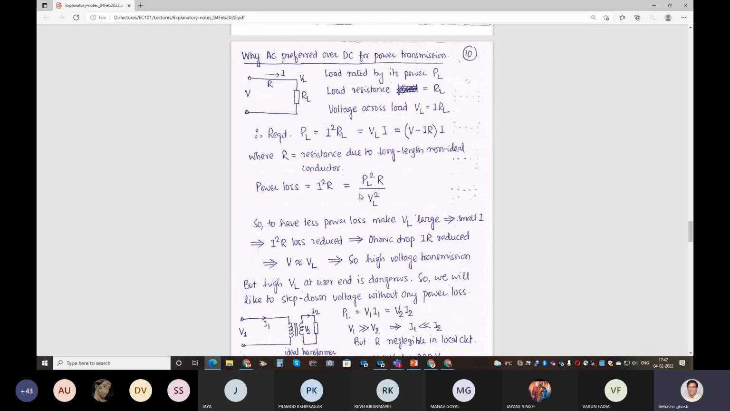What is my I? I is equal to PL by VL. And PL, as I said, the load is fixed. I can say that more or less the load is fixed, that in a particular house or in a particular area, this is the total load that will be used. Obviously, that load keeps on changing, but actually there is an average load that is always calculated. Depending on that only, all the electrical distribution system in a city is actually designed.